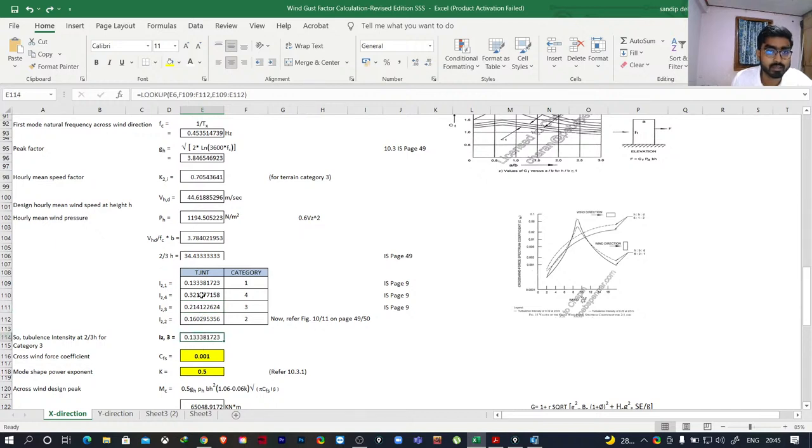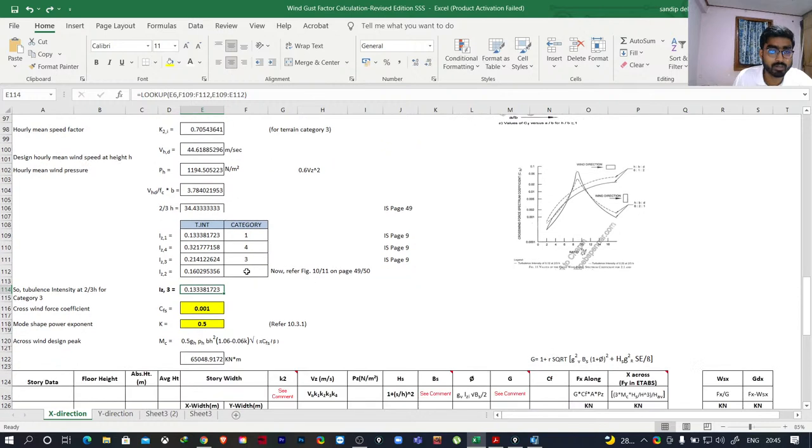Why is it taking the value of category 1? Okay, I will correct this sheet actually. In your calculation, please keep it in mind. It should be, as we have considered category 3, this value, not this value. I think I need to check where the formula is wrong. Here only. I think we have made some mistake here. I need to check the formulas again for this calculation.